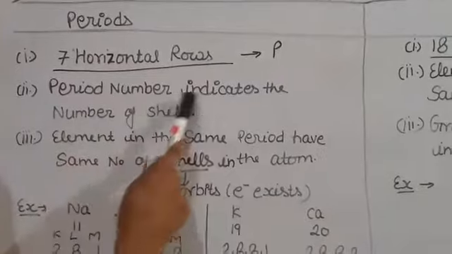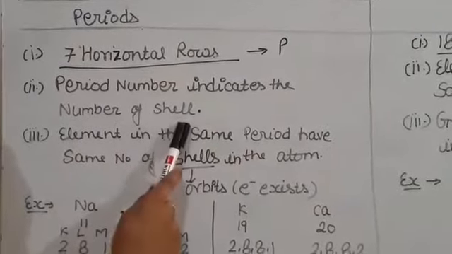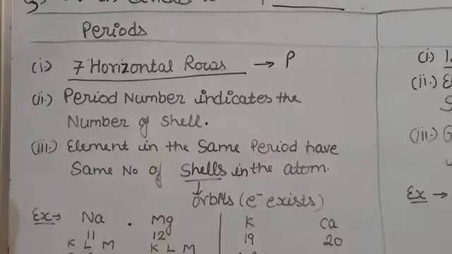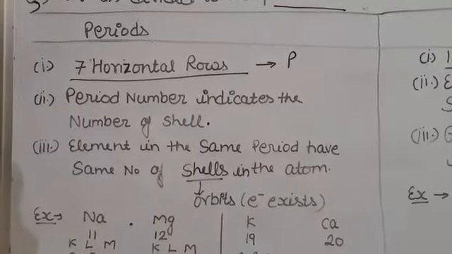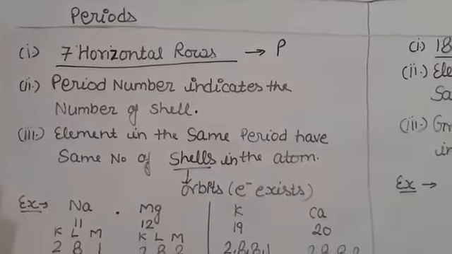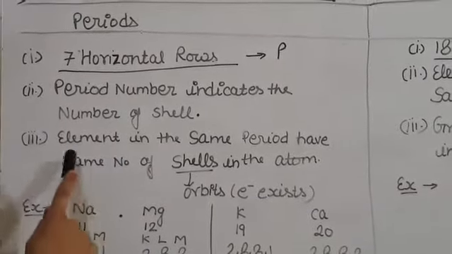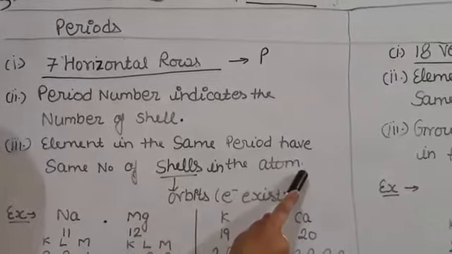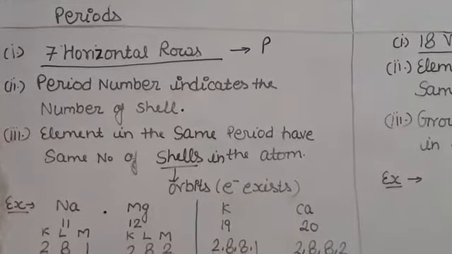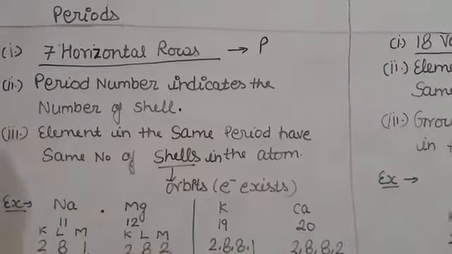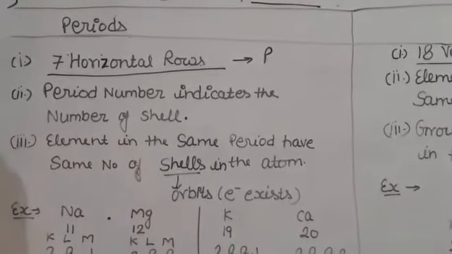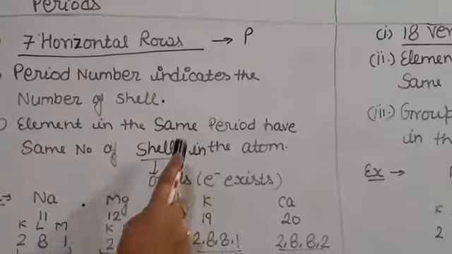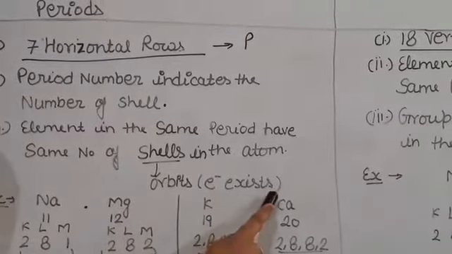Student, period number indicates the number of shells. It means if the period number is 1, there is 1 shell. If the period number is 2, there are 2 shells. Okay. Third, elements in the same period have the same number of shells. It means if the first period contains elements, all of them have the same number of shells. Shells means orbits where electrons exist.